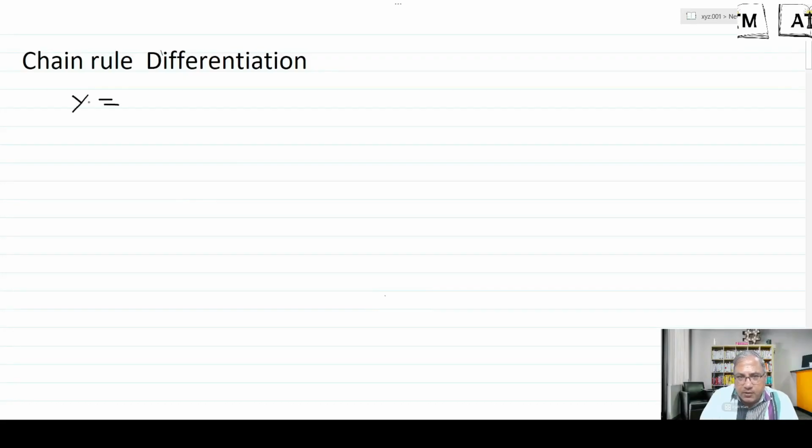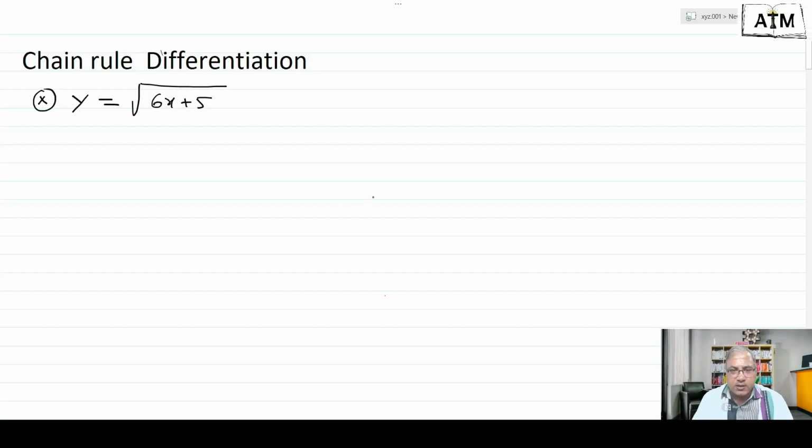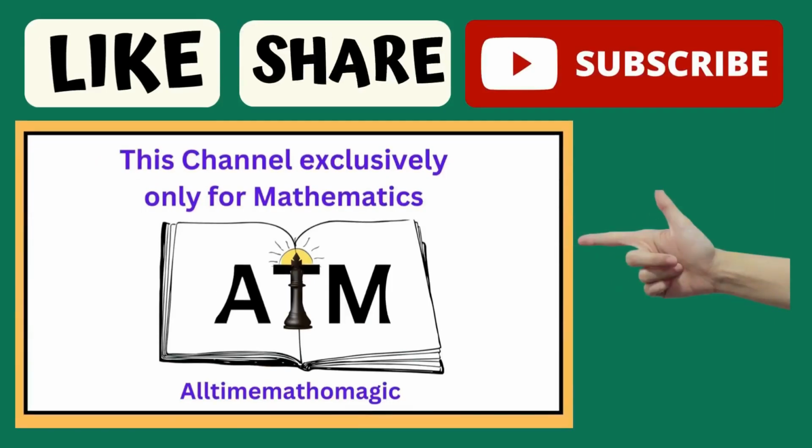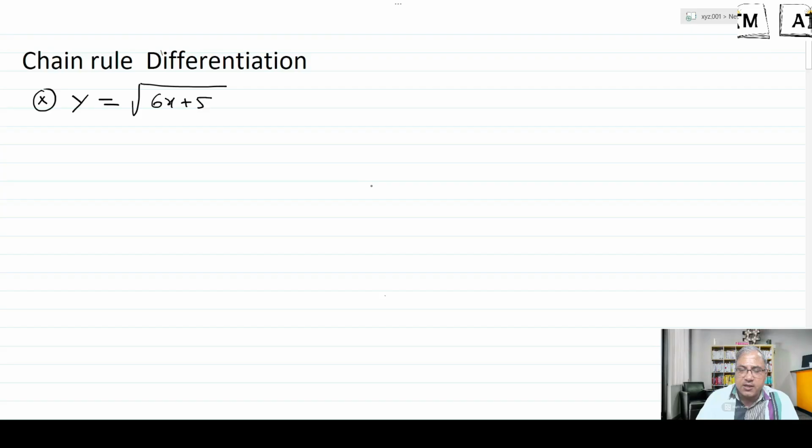Next example, y equals under root of 6x plus 5. What is inside the root? Whatever it may be, not only algebra. I will take more examples, under root of sin x, under root of tan x, like that. In the root, any function may be there. We don't bother about that. So first of all, we write here y equals root of 6x plus 5.